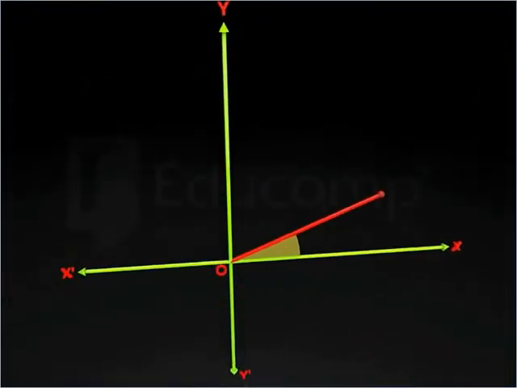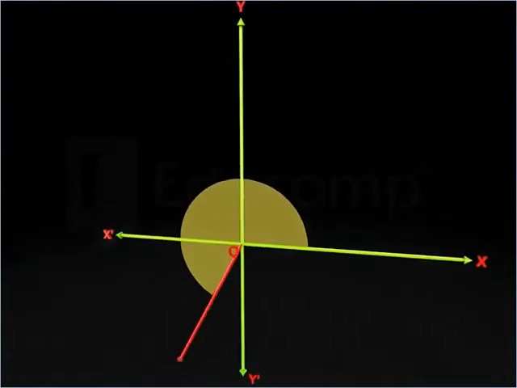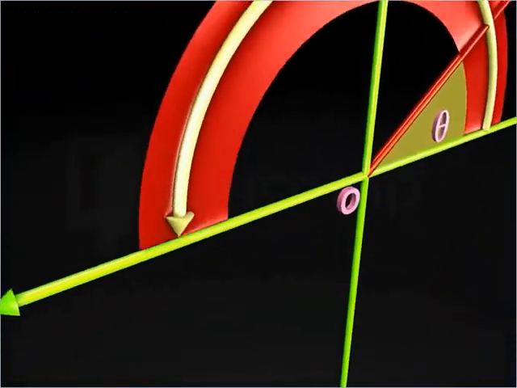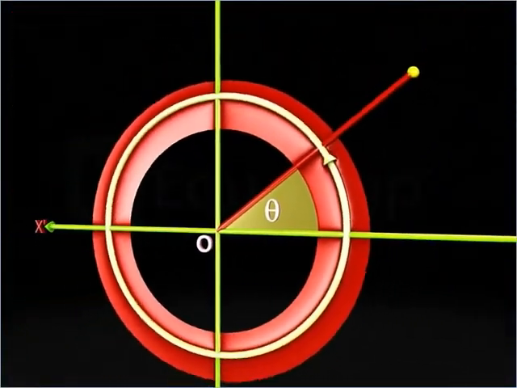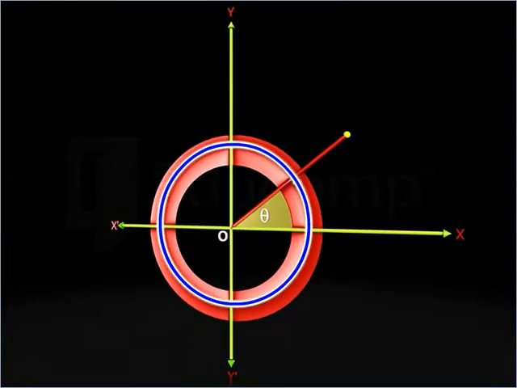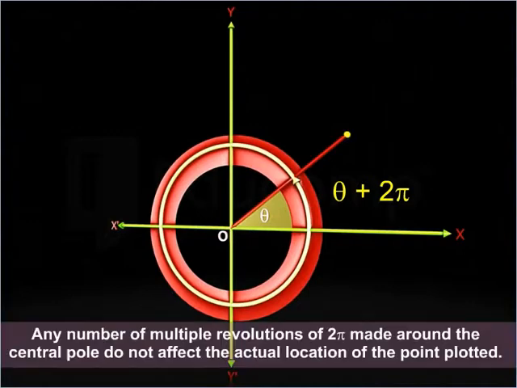There corresponds a unique value of theta greater than or equal to 0 and less than 2 pi to represent any non-zero complex number. If any two values of the complex argument differ by an exact integer multiple of 2 pi, they are considered equivalent because any number of multiple revolutions of 2 pi made around the central pole do not affect the actual location of the point plotted.